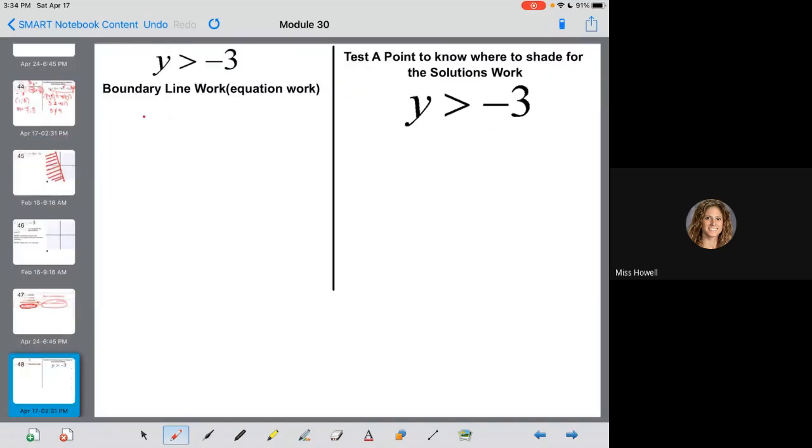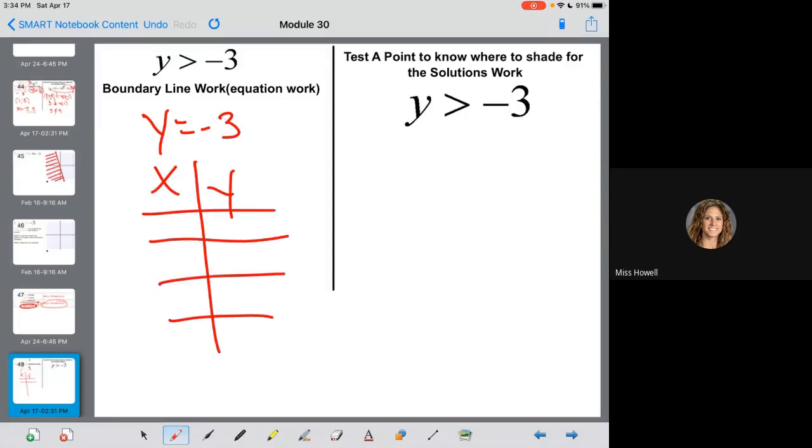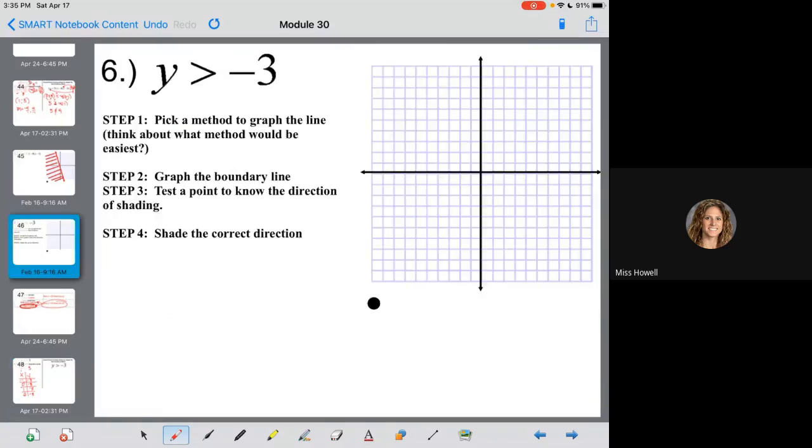So y equals -3. So if I make a quick table here, all my y's have to be -3s. And my x's can be anything. We've been using -1, 0, 1, and 2. All right, now that we have 4 locations on our line, we can use them to help us graph. To the left 1, down 3 is a point on our line. Don't go left or right, go down 3. Right 1, down 3. Right 2, down 3.